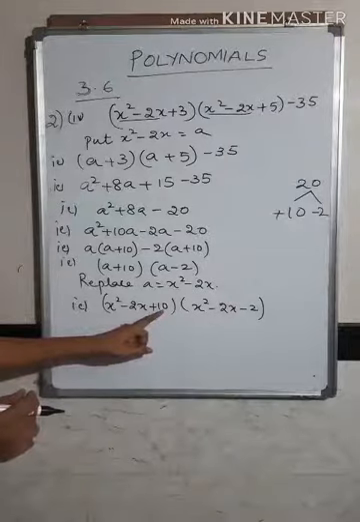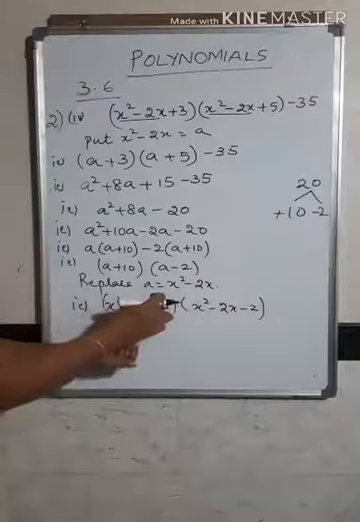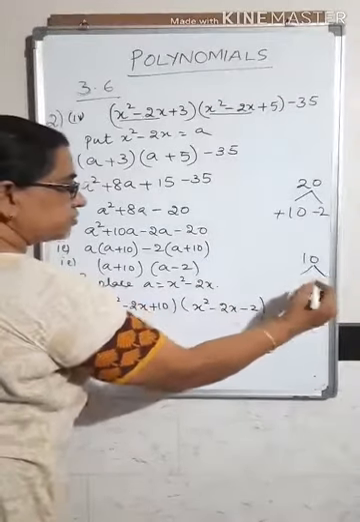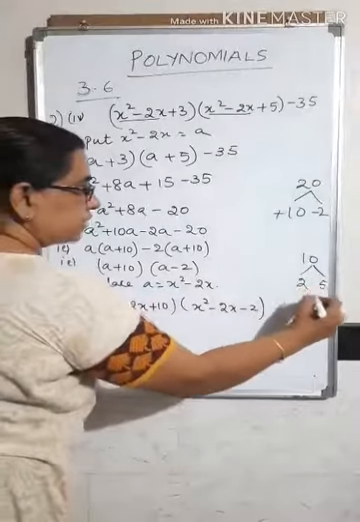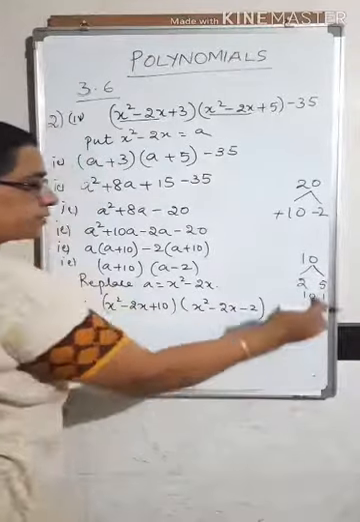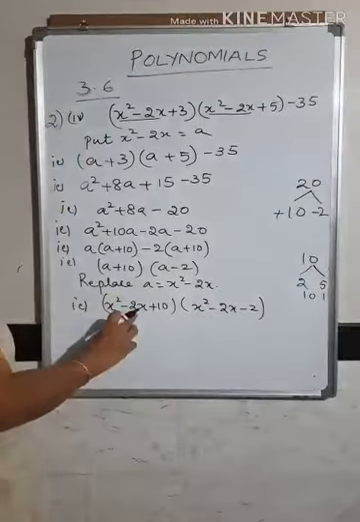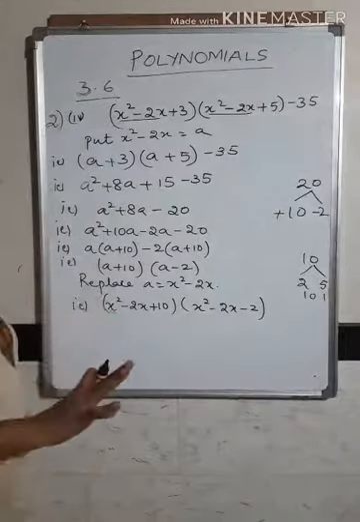Now here when you take the factors for 10 into the first term, you get 10. The factors for 10 you will get 2 into 5, or the other factor is 10 into 1. Neither by adding this nor by subtracting this will you get the middle term. So factorization is not possible.